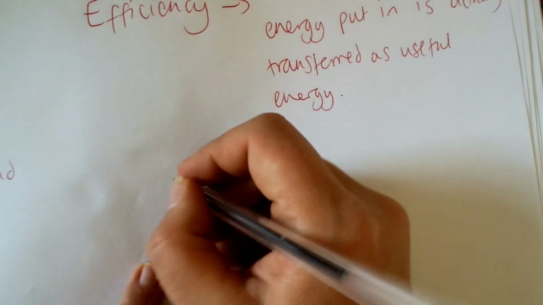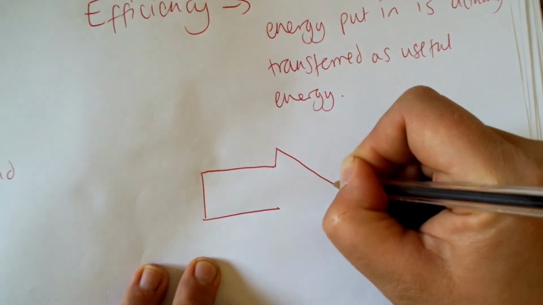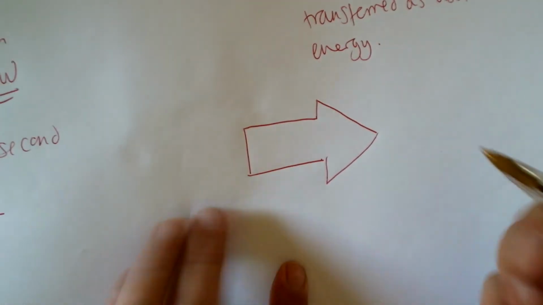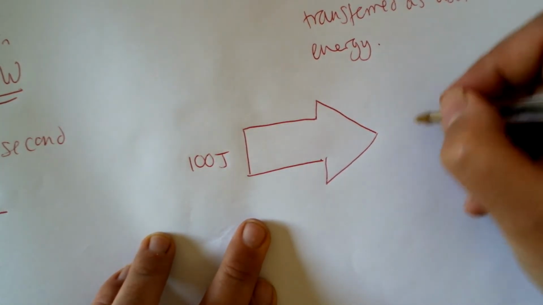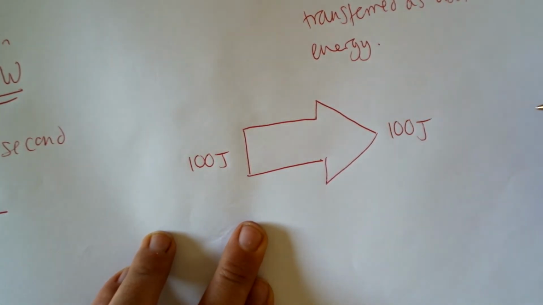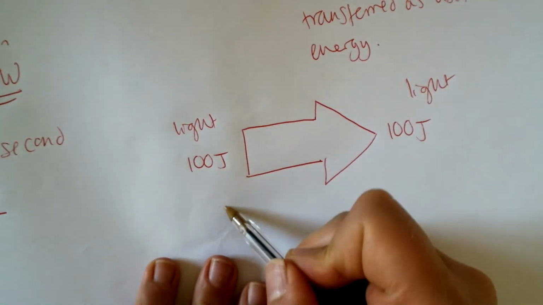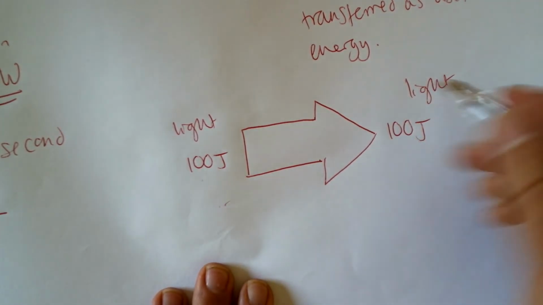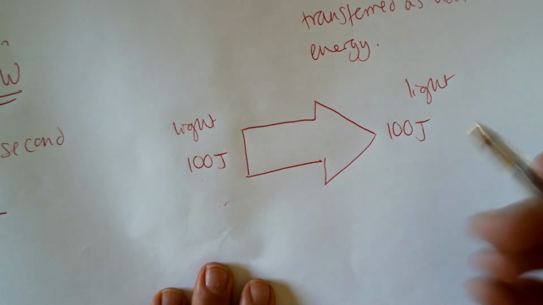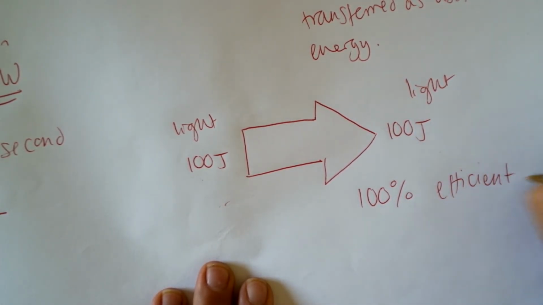So we tend to use a Sankey diagram, which is like an arrow. Let's say we put 100 joules of energy into something, let's just say a light bulb, and it transferred 100 joules of energy as light. You can't get more out than you put in, because you can't make energy, we know that. So 100 in, 100 out, that means that we've not lost anything, we've not dissipated anything. This would be 100% efficient.